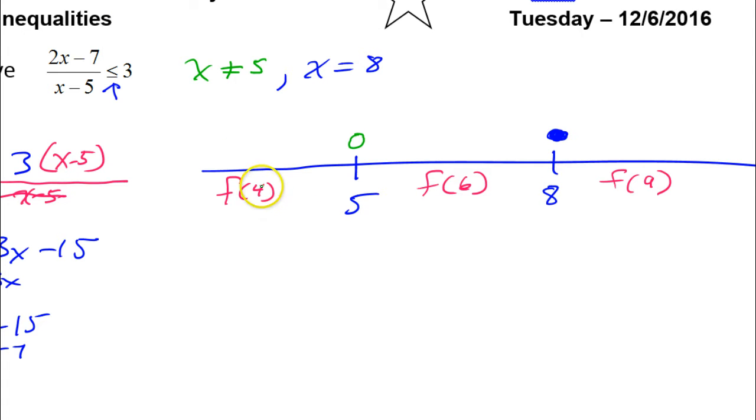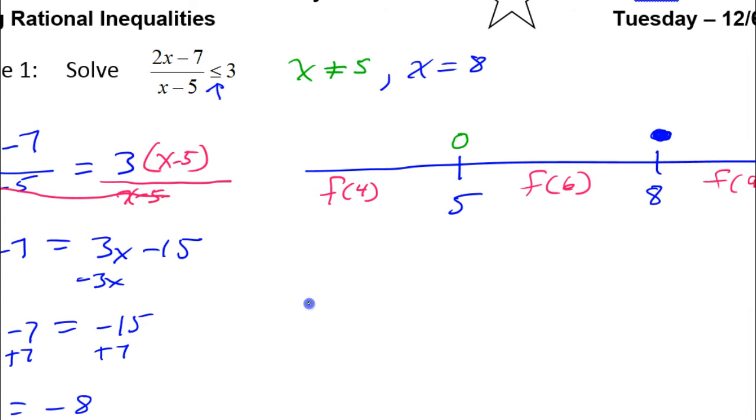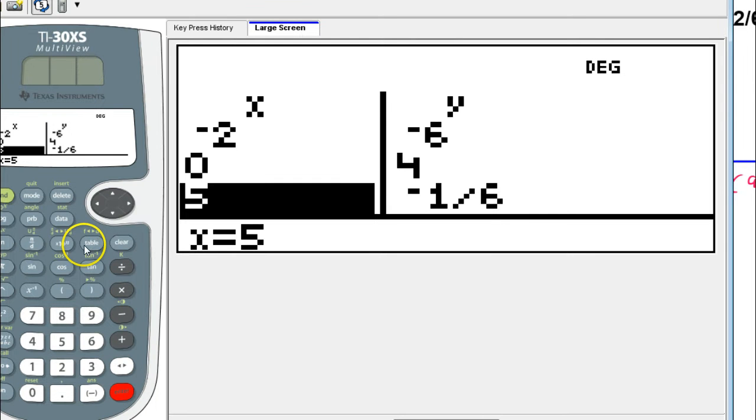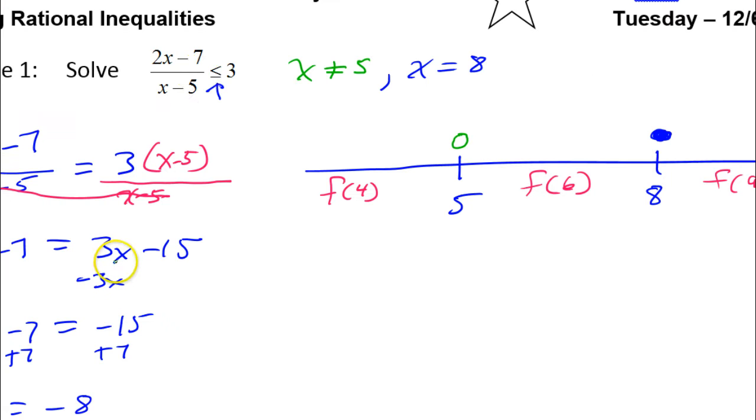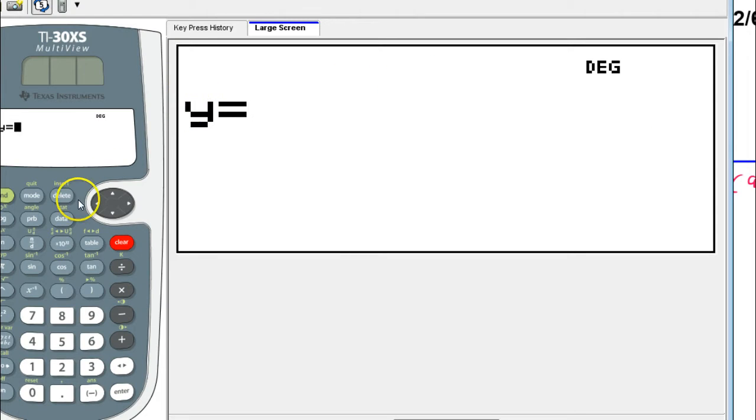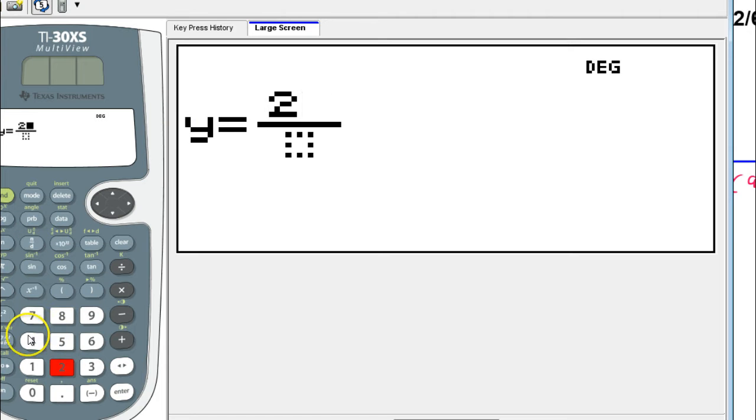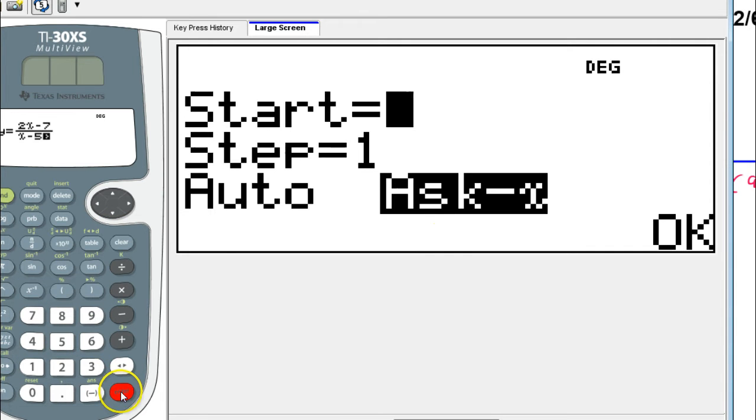Let's see. So now we have to test these. When it's real simple, we just plug them in by hand. But this is complicated enough that I would recommend using our TI-30 XS MultiView. So here we go. Table function, clear out what's in there. I'm just putting in the left-hand side here. All right, 2x minus 7 over x minus 5. So fraction mode, 2x minus 7 over x minus 5. Make sure your calculator is in Ask X mode for this.